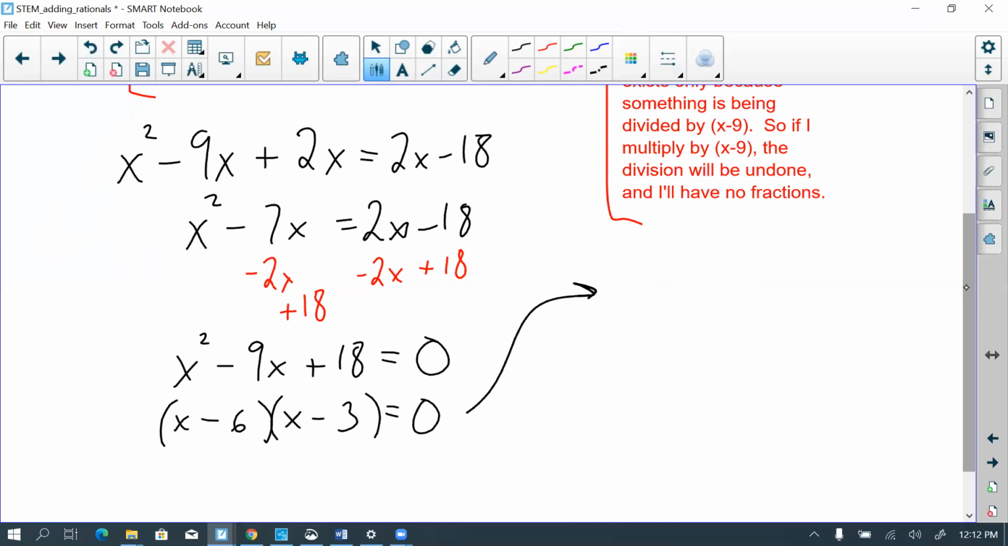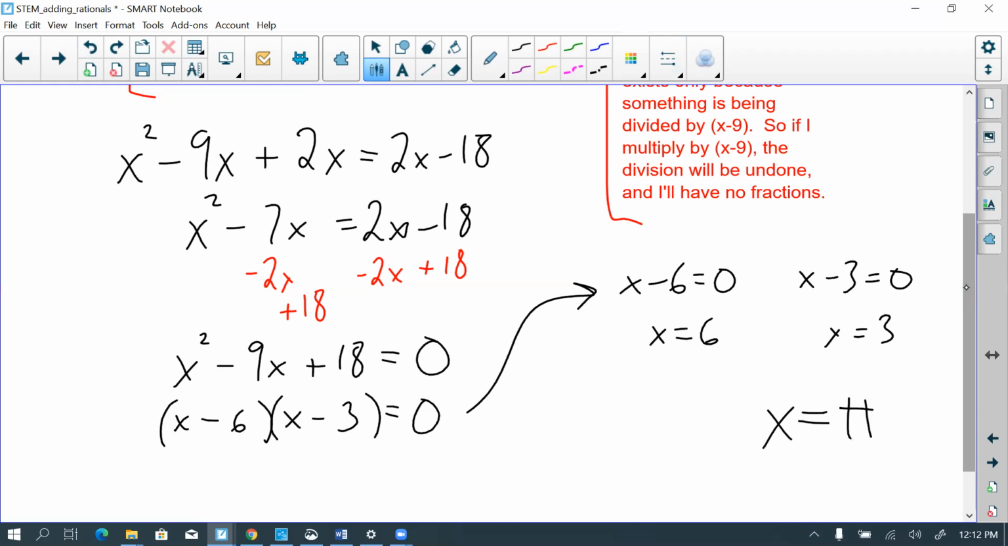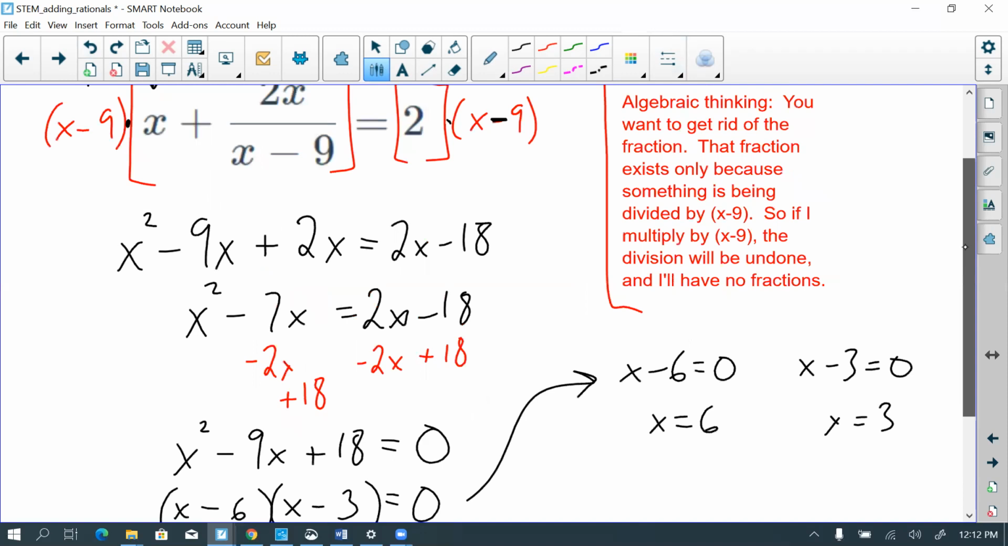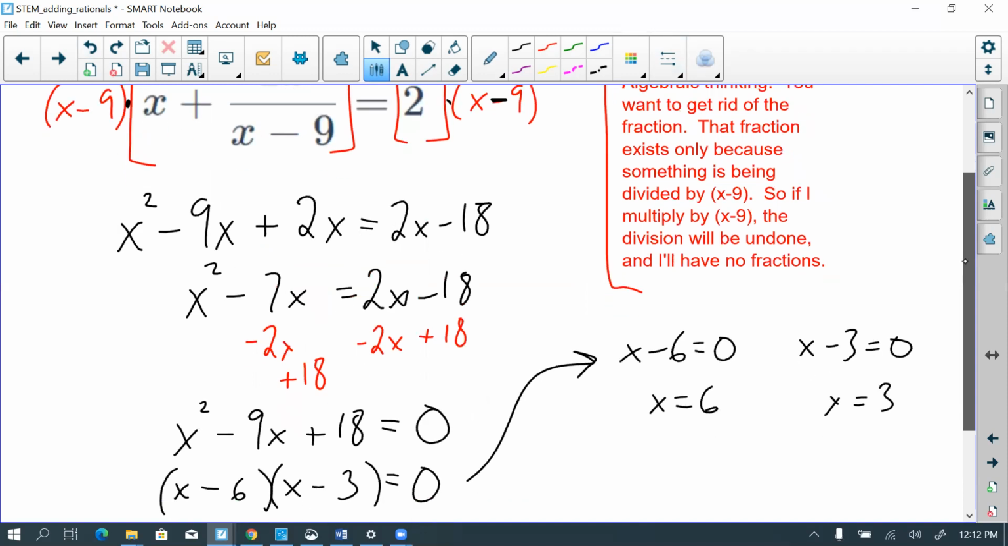So x minus 6 could equal 0, which means x is 6. X minus 3 could equal 0, which means x is 3. And remember what I said? You're not done until you say x equals a number. Well, there you go. You got two numbers, x equals 6 and x equals 3. There are two answers.